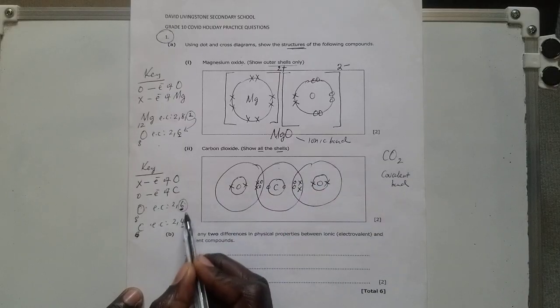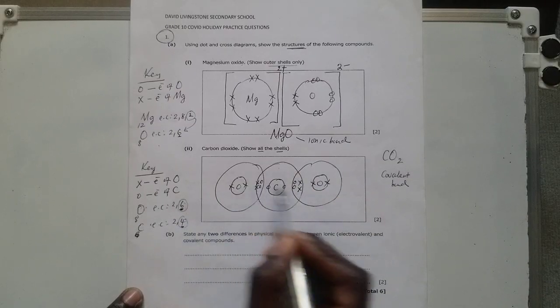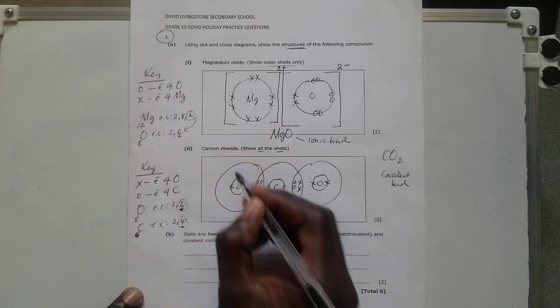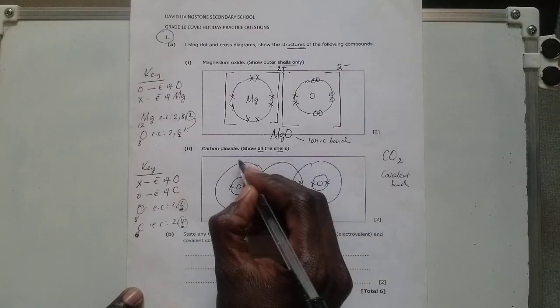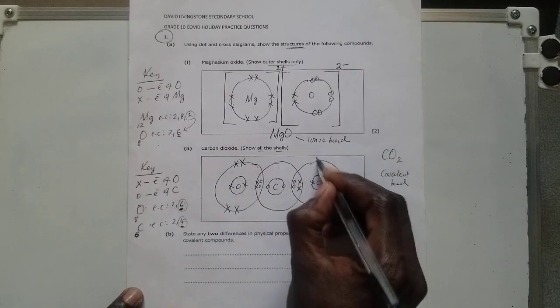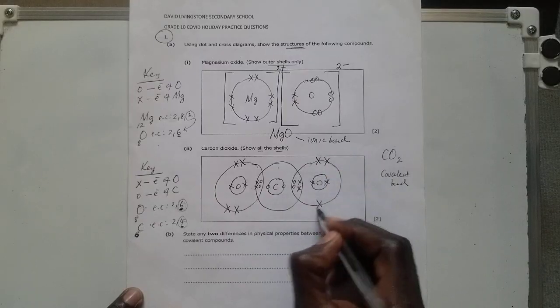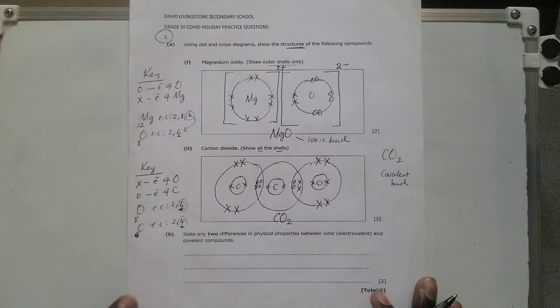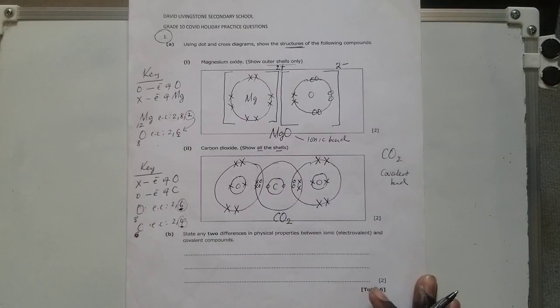Remember, the carbon had only 4, so it has shared all that it had. But oxygen out of the 6 has only contributed 2, so it is remaining with 4. 1, 2, 3, 4. Even this side, 1, 2, 3, 4. And this is simply the bonding in carbon dioxide. That is what they wanted you to do there.